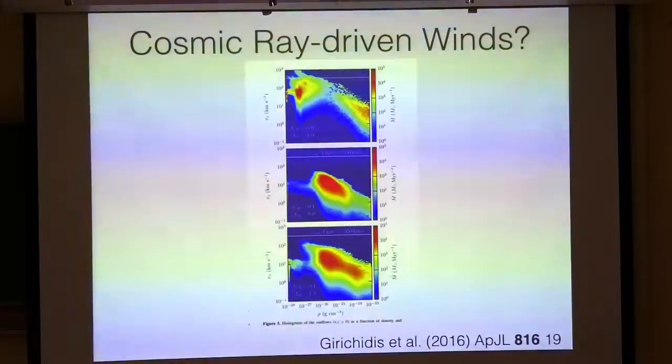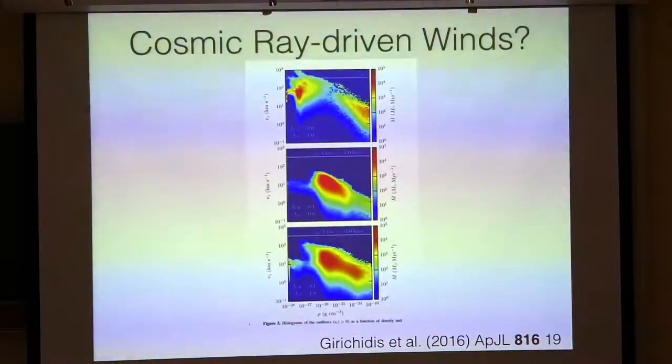And then you go to the next, then you look at, okay, so here's the plot of velocity as a function of, so this is the energy setting, and this is density, and then the histogram just shows you how much gas there is.